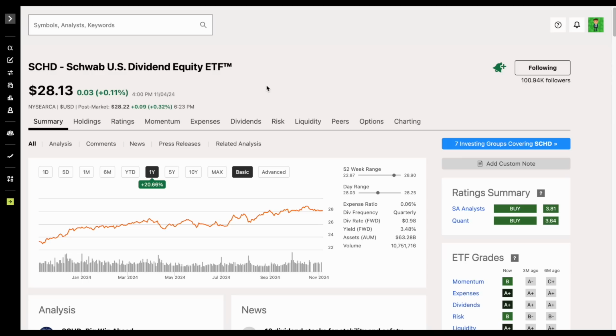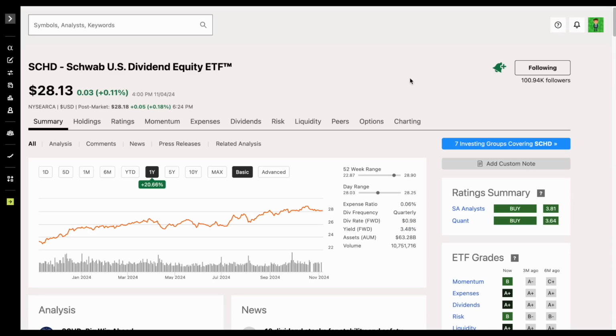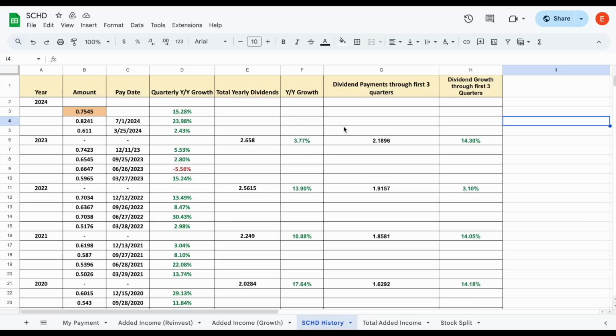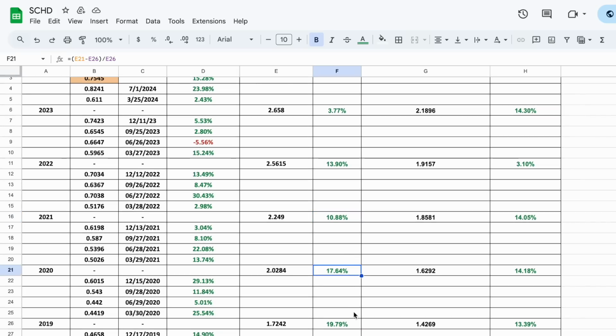But you should also know the real magic with SCHD is in the dividend and the dividend growth that we see. Despite having a higher than normal starting dividend yield sitting at about 3.5% right now, the dividend growth has been phenomenal, and in fact I put together an entire spreadsheet to break down the dividend growth rates over the past few years. Now again, another reason a lot of people had concerns with SCHD over the past year is because last year's dividend growth rate was one of the lowest that the fund had seen. It was only sitting at 3.77% year over year, but look at the historical dividend growth rates: 13.9%, 10.8%, 17.64%, 19.79%. That is phenomenal dividend growth.